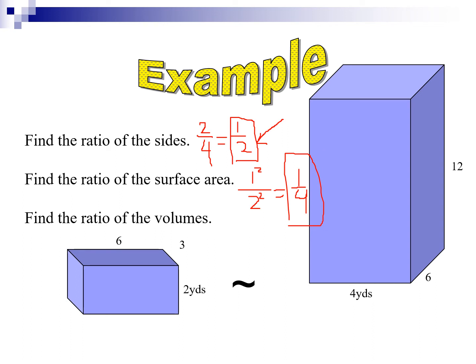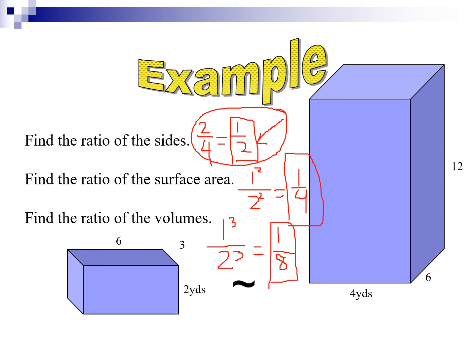The theorem says you take the ratio of the sides, and in this case, you cube them. 1 cubed over 2 cubed. 1 cubed is just 1. 2 cubed, remember, is 2 times 2 times 2. It is 8. A lot of people forget and think that that's 6, but it is 8. The volume ratio is 1 to 8.